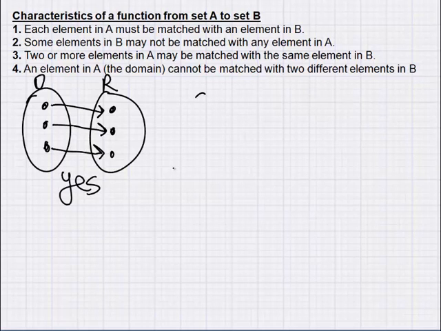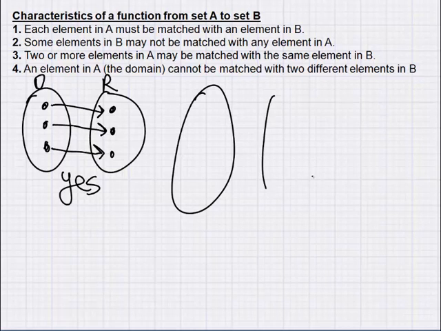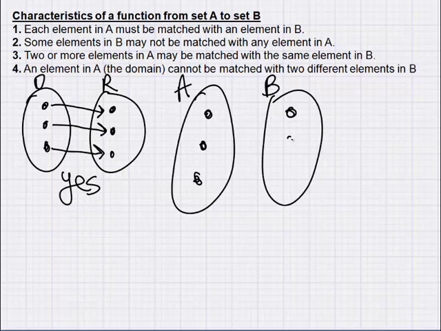Okay, here's another one. Set A, set B, domain, range, whatever you want to call them. Here's set A, here's set B. So I have a couple of elements here, let's say 2 elements here. This one gets matched to this one. This one gets matched to this one. This one gets matched to this one. So is this a function? Does each element in A get matched to exactly one element in B?